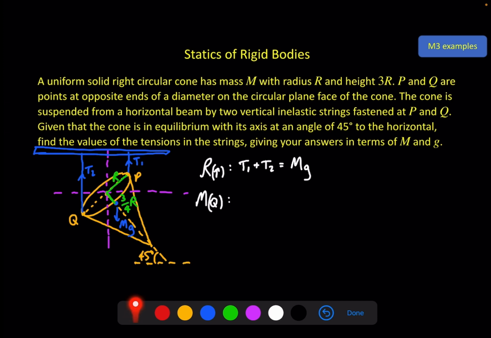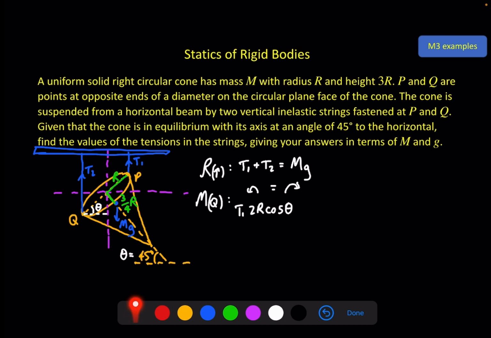So we're going to need to know the perpendicular distance from the line of action of T1 to Q. So the line of action comes down here, horizontal line along here, so this will be an angle of theta, and we know the distance of the diameter is 2r. So considering anti-clockwise moments must equal clockwise moments, anti-clockwise we've got T1 times 2r cosine theta, where theta in that case is here, and we know that theta is equal to 45.